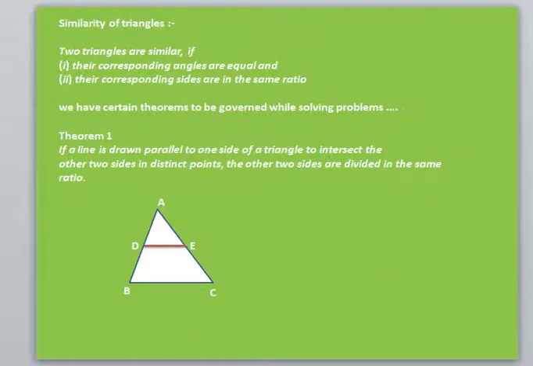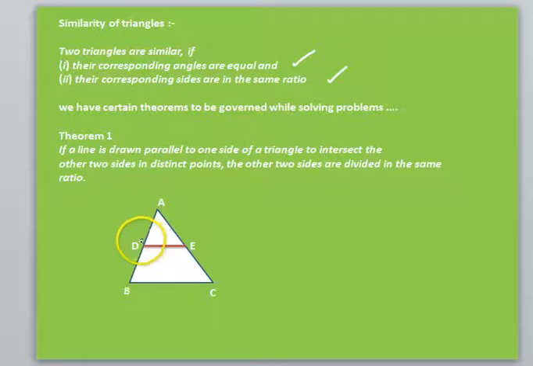Similarity of triangles. Two triangles are similar if their corresponding angles are equal and their corresponding sides are in the same ratio. We have certain theorems to be governed while solving problems. Theorem 1. If a line is drawn parallel to one side of a triangle to intersect the other two sides in distinct points, the other two sides are divided in the same ratio.